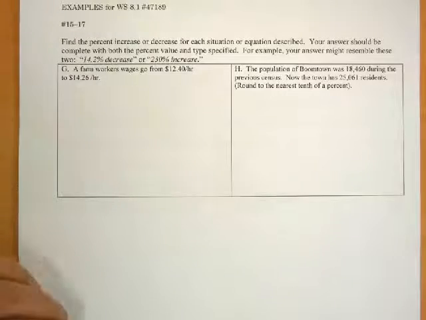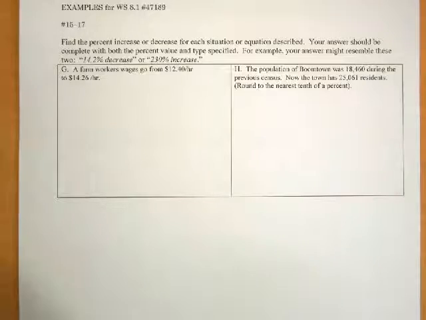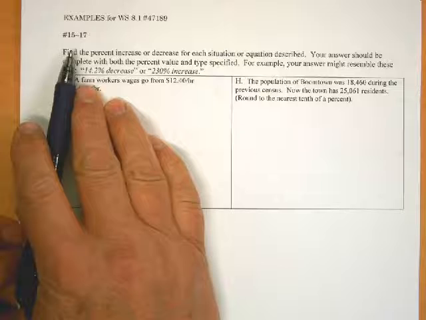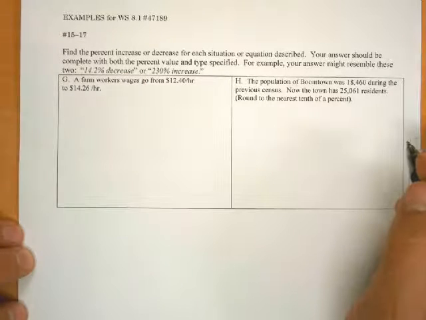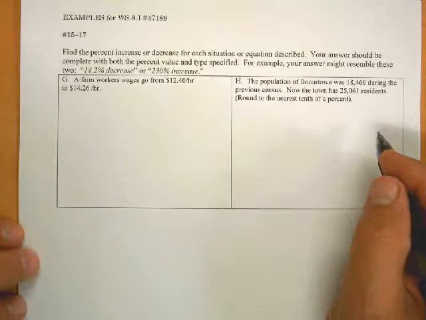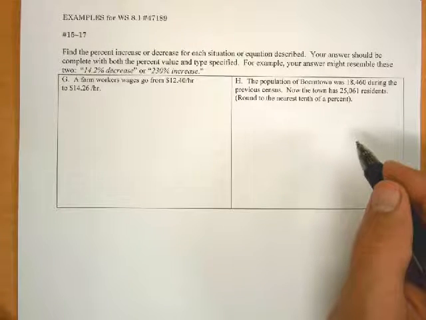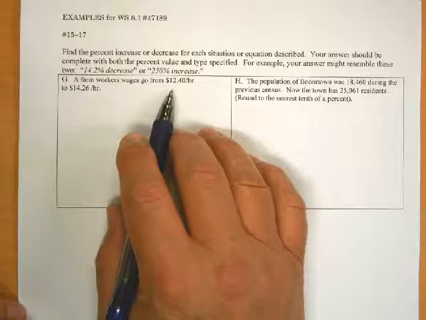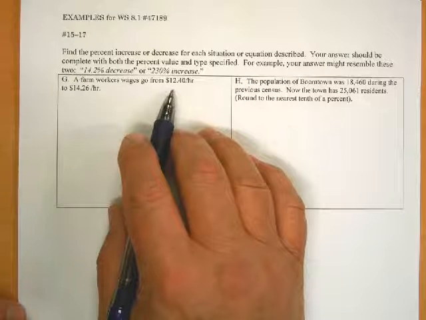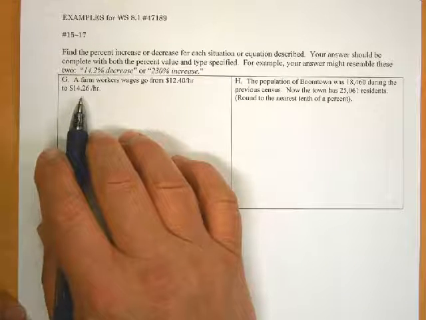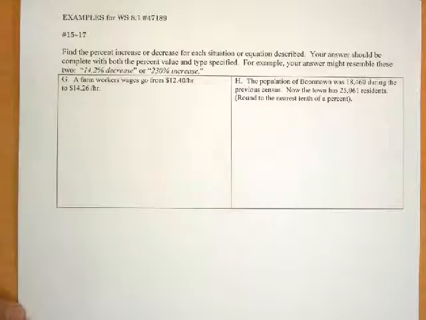Okay, this is Mr. Peterson, and I'm giving you some examples for problems 15, 16, and 17 on the 8.1 worksheet. In this problem, you're supposed to figure out the percent increase or decrease. Which one it is is usually pretty obvious, but this farm worker in this first example is going from $12.40 an hour to $14.26. It's pretty much an increase because his wages are going up.